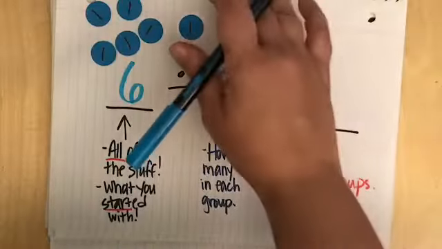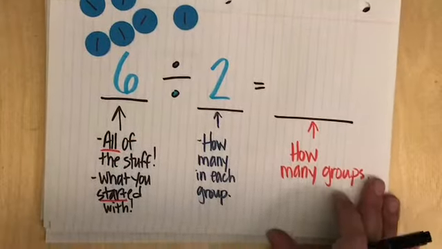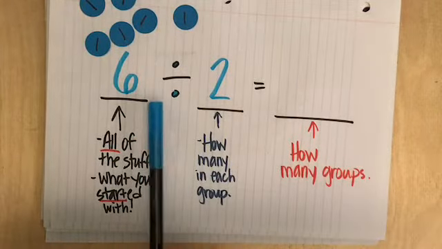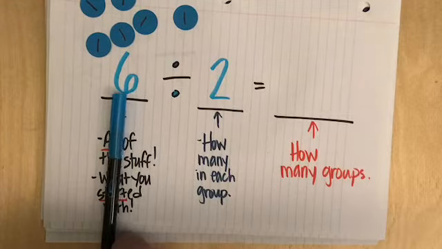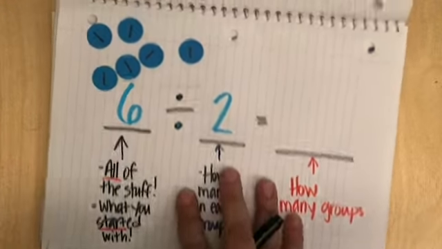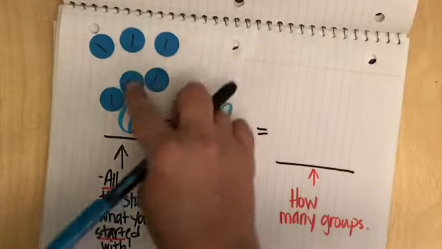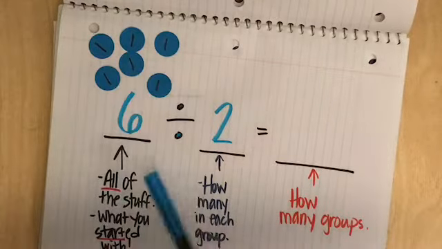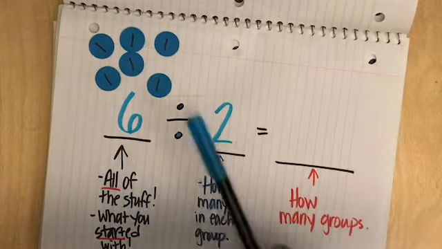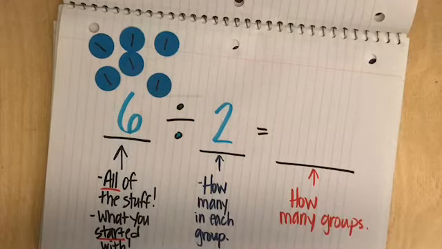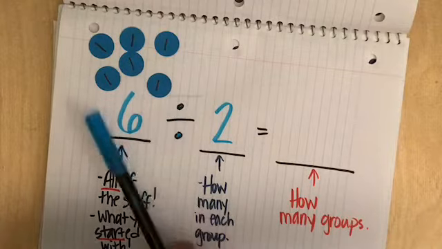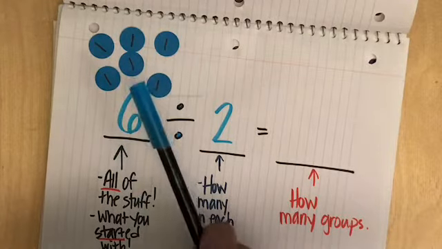So remember with our numbers with division, their placement means something. So where we put the number means something. This first number shows how much we're starting with. So here I have 6 blueberries that I'm starting with. It's all the stuff. It's what we're starting with. So that number always goes first. Tell yourself this. Remember it. This number means how much you're starting with.